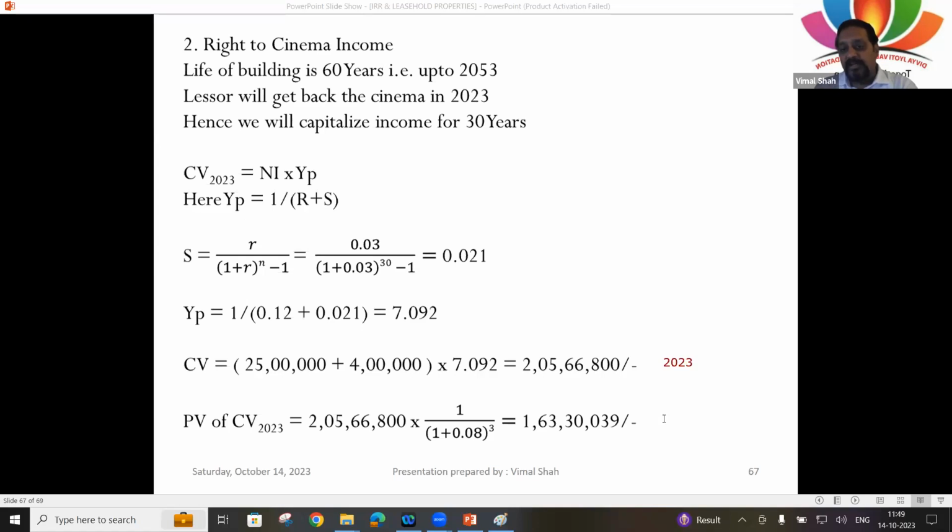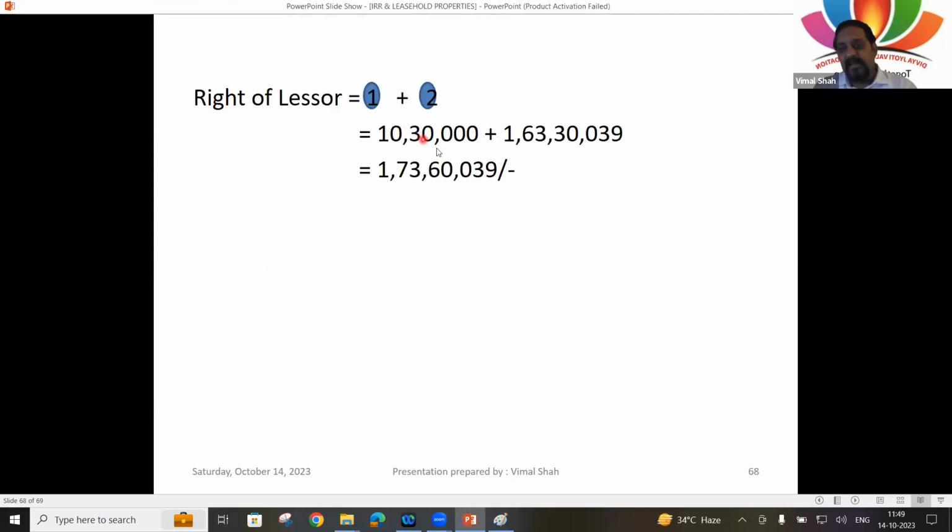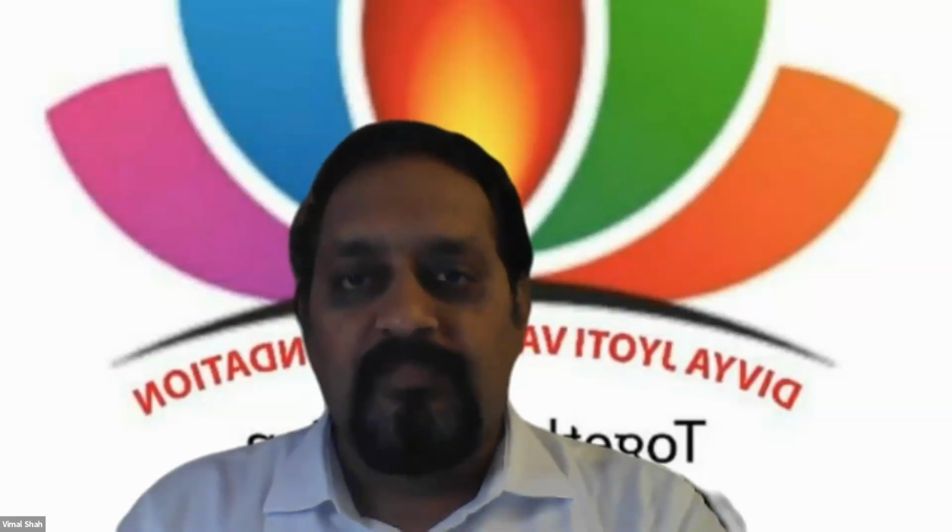But we are doing valuation in 2020. So what I will do? I will defer this 2 crore 5 lakh rupees to today's value using the present value factor formula of 1 upon 1 plus r raised to the power n. So I can say this is the second interest of the lessor in the property. I can add both the interests, first and second, and I can give a valuation of 1 crore 73 lakh 60,000 for the interest of the lessor in the property. So friends, this is how we'll be doing valuation of leasehold property.